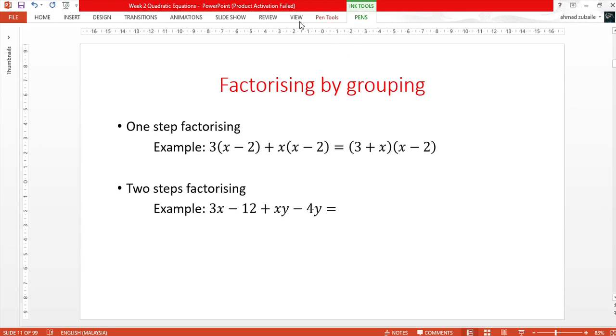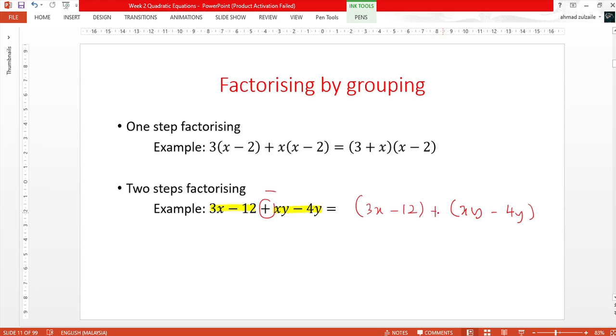In order to answer this question using two-step factorizing, usually we group the first two terms in a group and the last two terms in a group. Therefore we have 3x minus 12 and also xy minus 4y. So 3x minus 12 plus xy minus 4y. But you have to be careful with the sign in between them because you put them in a bracket. Let's say your question gives you a negative sign, then you have to change the sign at the back here, right?